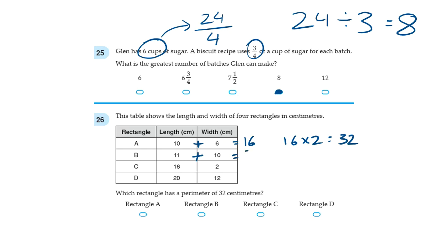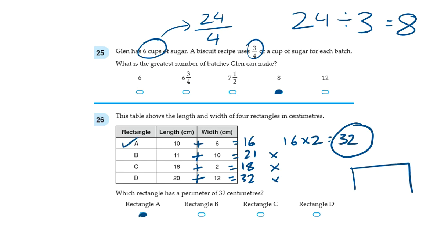So that's going to be 21, double 21 is 42, so no, that won't work. That's going to be 18, double 18 is 36, that won't work. That's 32, and double 32 is 64, so that's not going to work either. So our answer will be rectangle A.